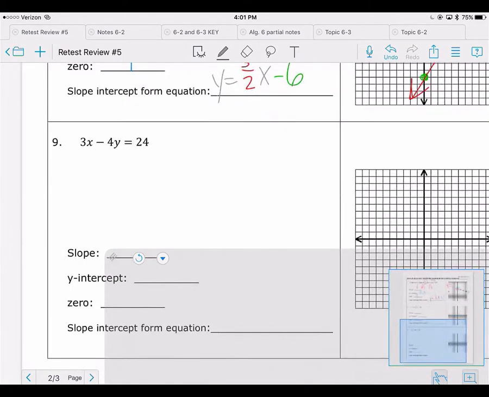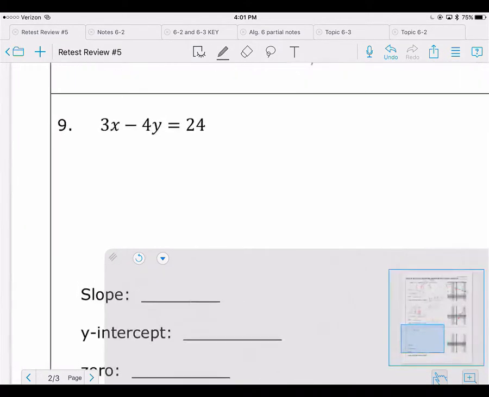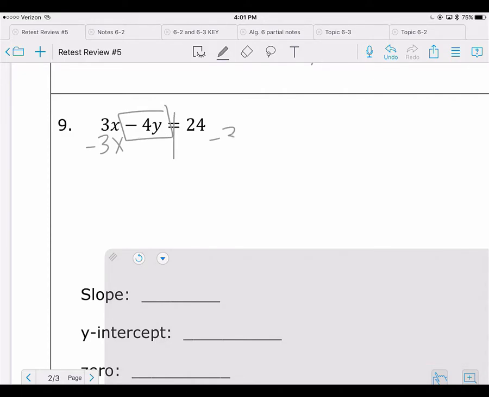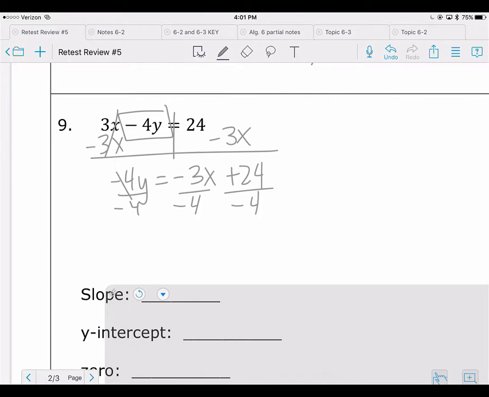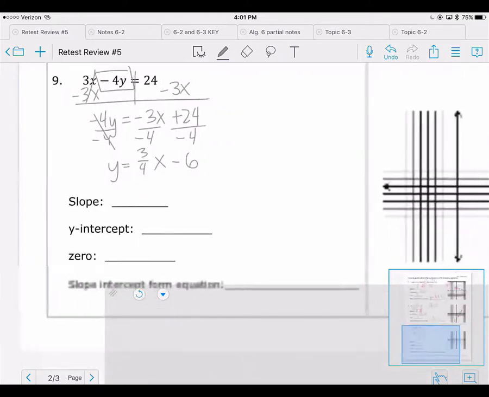And for problem 9, again, in order to graph, I need to solve for y. So I subtract 3x from both sides. Negative 4y equals negative 3x plus 24. And then I divide each and every piece by negative 4. Negative 3 divided by negative 4 is a positive 3/4. Again, that 3 and the 4 do not go away. I just say it's 3 being divided by 4 and leave it as a fraction. And then 24 divided by negative 4 is a negative 6.